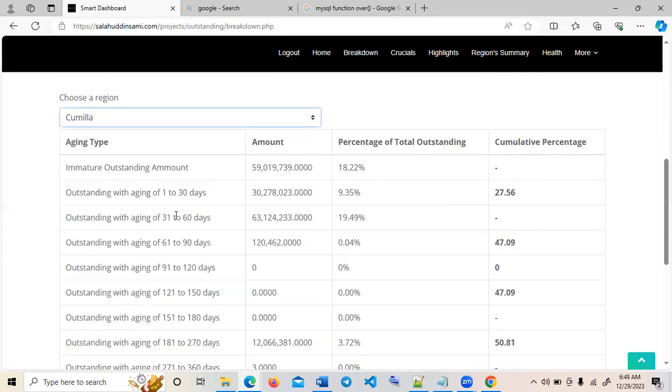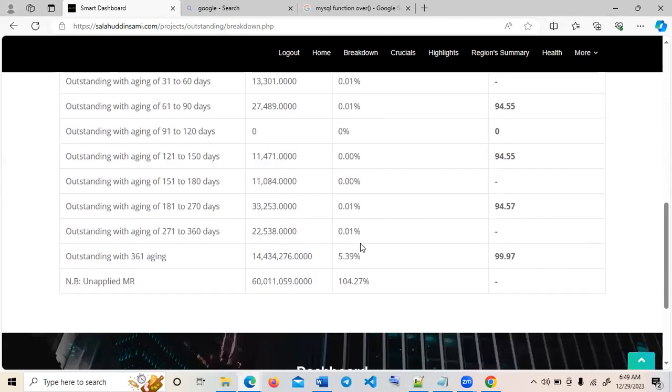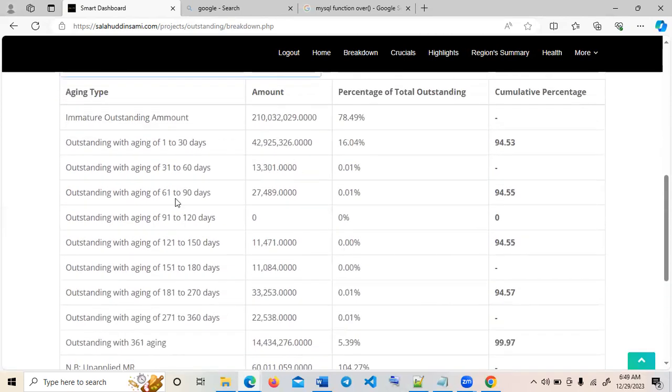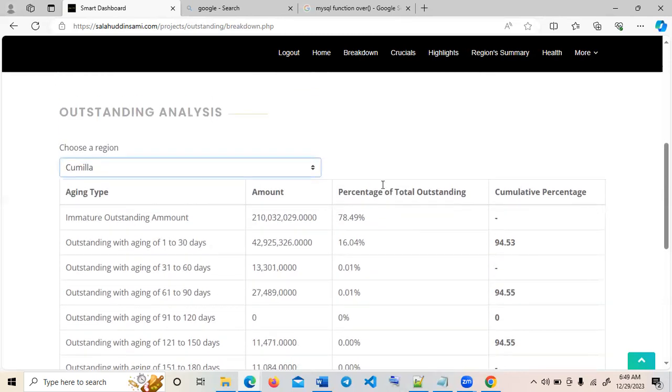So for example, let me choose another region. The data constantly changes, and the data is taken from MySQL. Then this is processed using MySQL queries, and then using JavaScript, I'm showing the summarized analytics for my client. And not only that, there is something more.